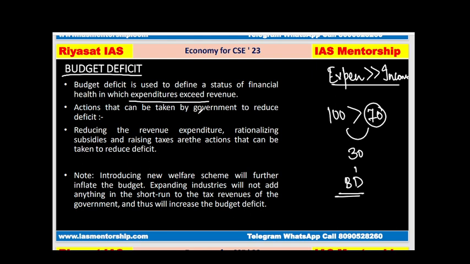Now, what can the government do to reduce the deficit? I have incurred this 30 rupees deficit, but the government has incurred a deficit too. What will the government do to lower this amount? First one, it will reduce the revenue expenditure. Obviously, if expenditure is greater in number, you need to decrease it, right? Then only you can bridge the gap.